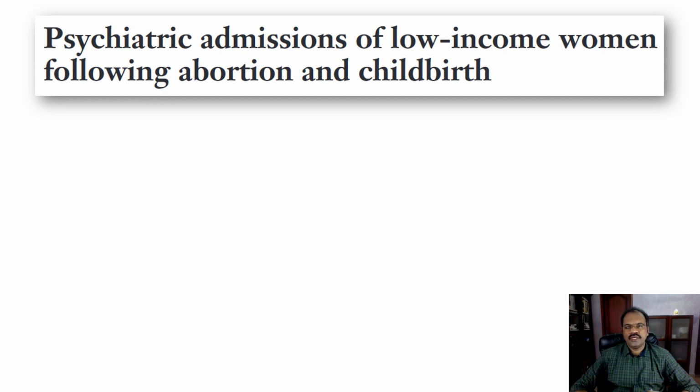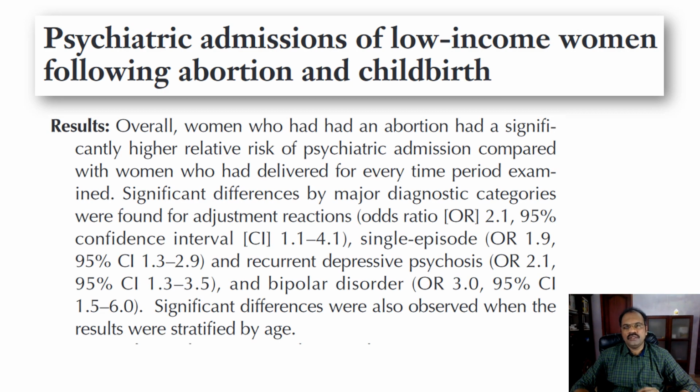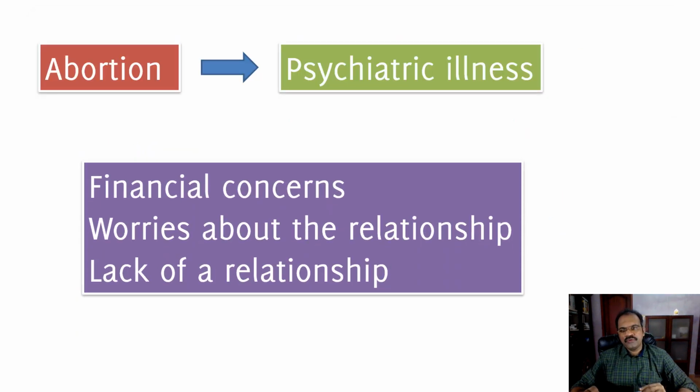So the authors studied whether there is a difference in the rates of development of various psychiatric disorders, the rates of hospitalization in psychiatric facilities, etc. And they found some odds ratios, and they found that the women who had abortion had higher odds of developing various disorders like depression, bipolar disorder, and also higher odds of getting admitted to psychiatric facilities. So you may feel that abortion leads to development of psychiatric illness because they have higher odds. The ladies who had abortion had higher odds of developing psychiatric illness.